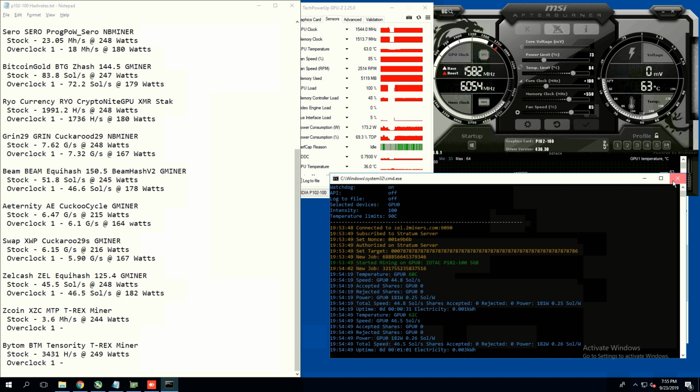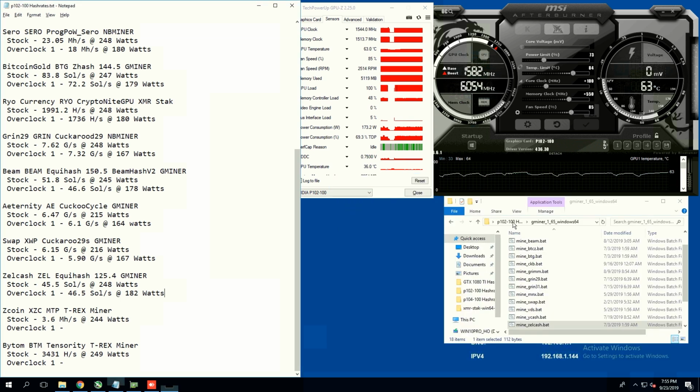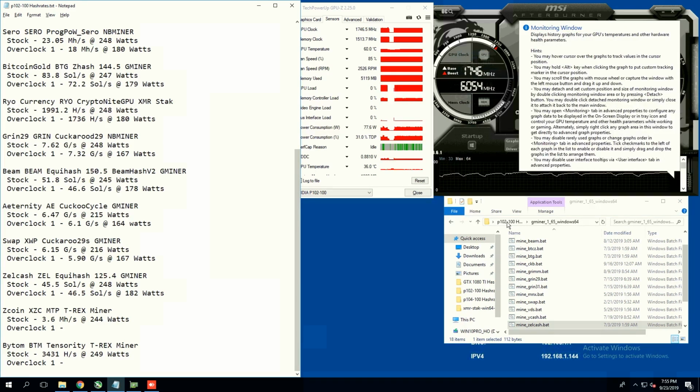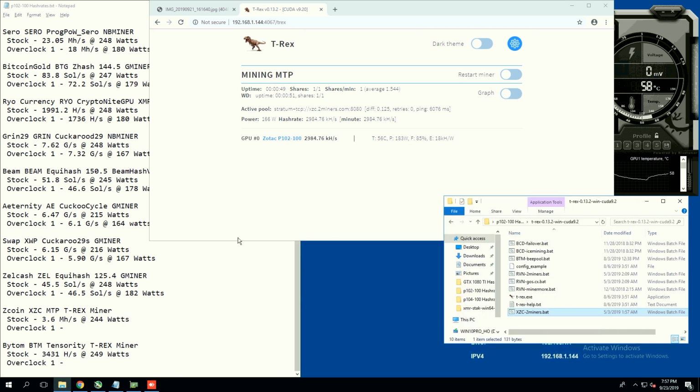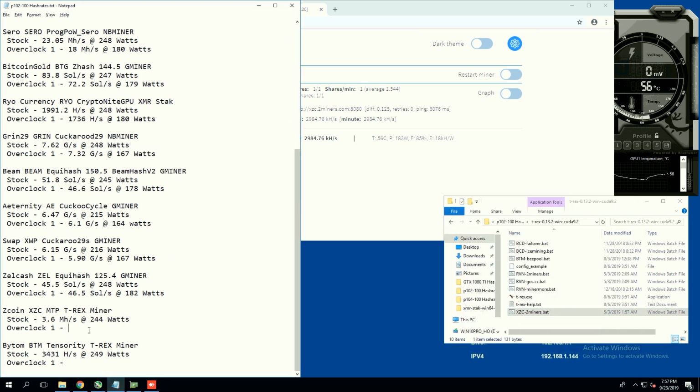Next up, we're going to be doing Zcoin and Bitum. So we're going to be using T-Rex Miner for that one. Okay, so with Zcoin, we're using the T-Rex Miner, the web-based version. We can see here we're getting about 2.9 mega hash at about 166 watts. So that's the Zcoin hash rate there.